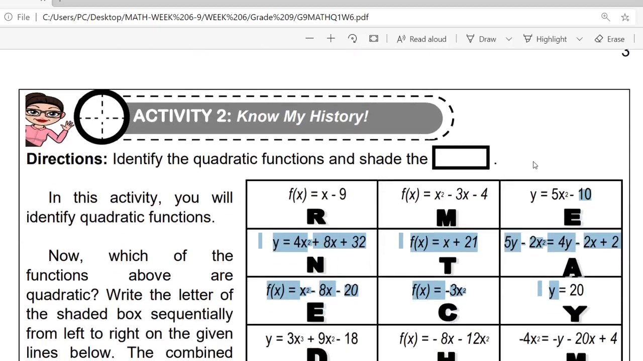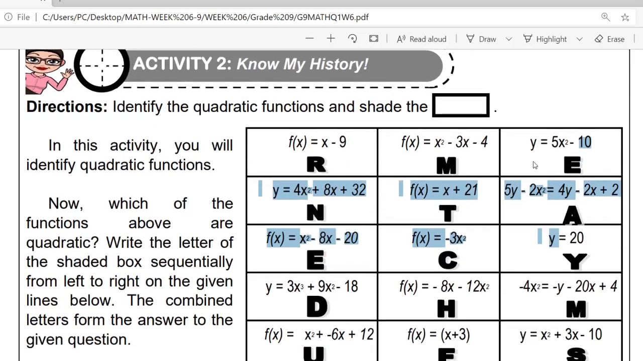Next, activity 2, know my history. You are going to identify the quadratic function and shade the rectangle. Like for example, this one is a rectangle. In this activity, you will identify quadratic functions. Which of the following functions on the side are quadratic? So you are going to shade the rectangle.